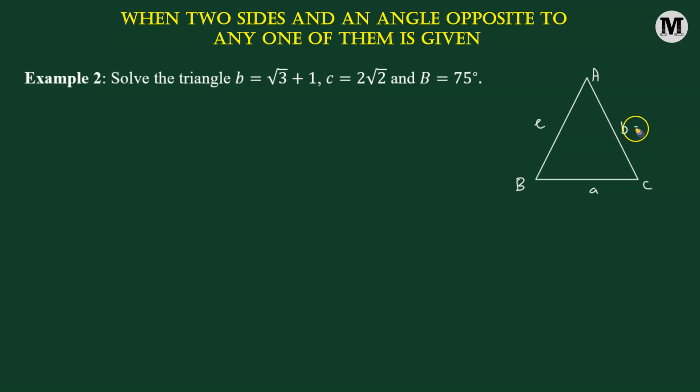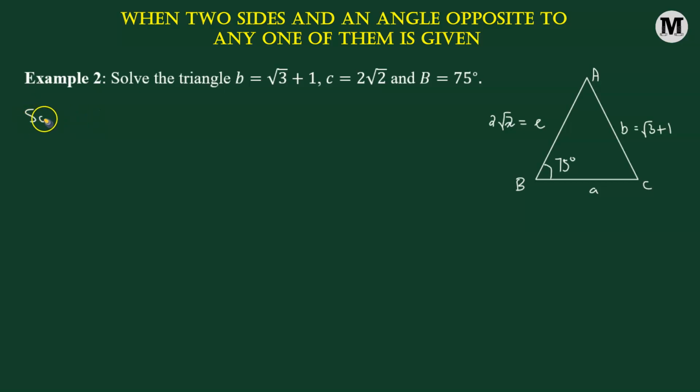The b here is given as square root of 3 plus 1, and the c measure is 2 times square root of 2. Then we have that angle B, which is the angle opposite to one of the sides, that is side b in our case, given as 75 degrees. So we need to solve this triangle. Solving this triangle clearly means that we need to find the angle measures of A, C, as well as the length of the side a.